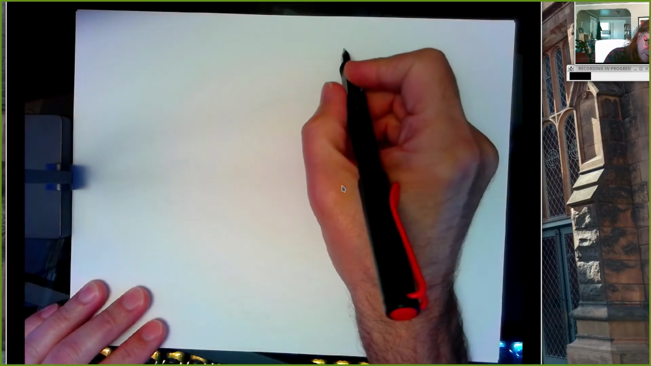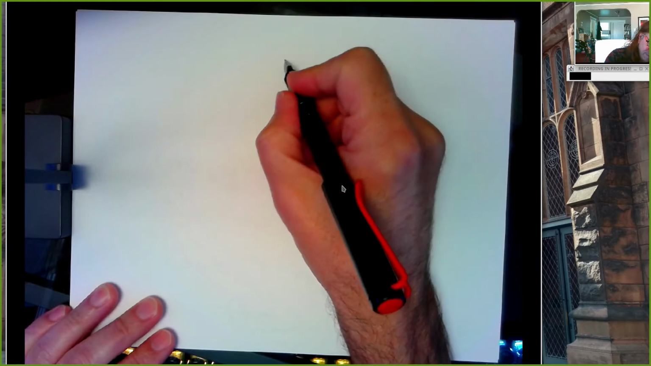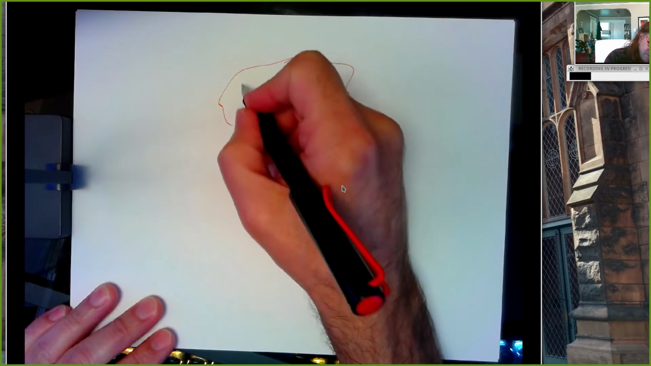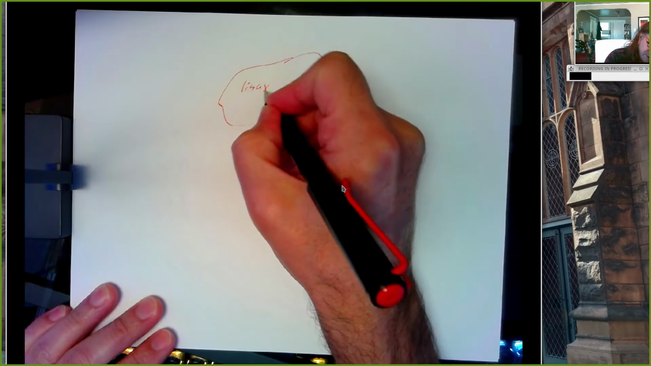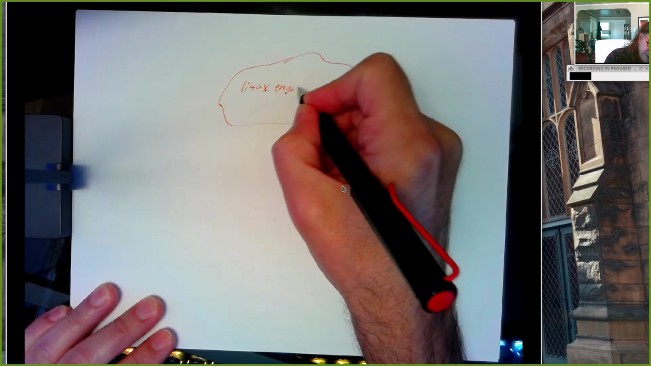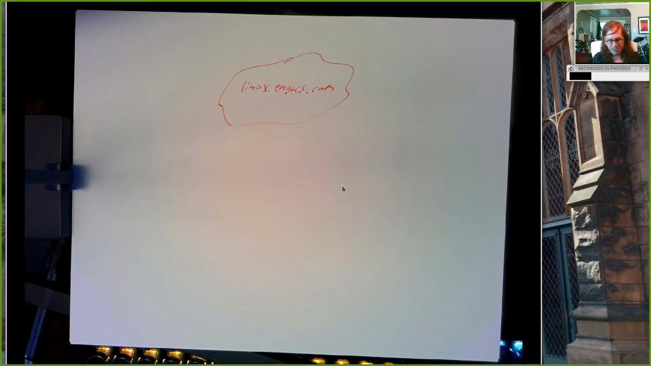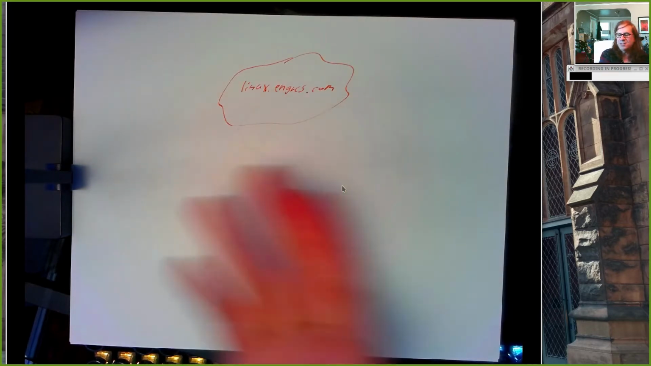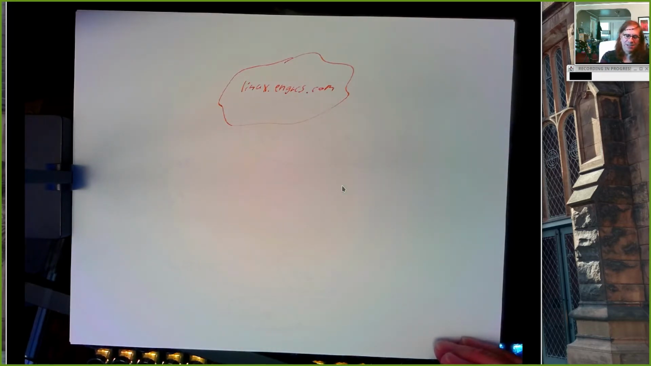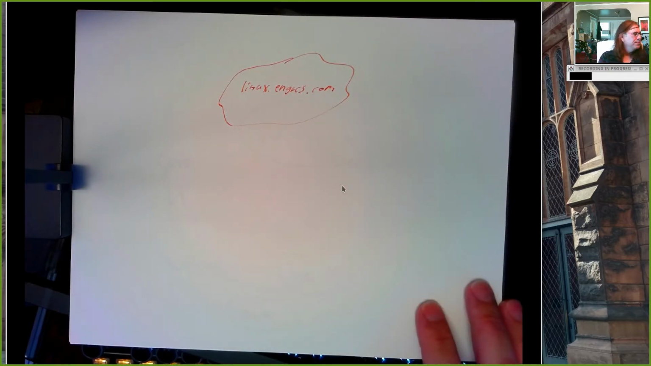Somewhere there's a machine called linux.engrcs.com. We can pretend that this is a PC sitting somewhere. I think it's in Pennsylvania, I'm not sure. But this is a PC sitting somewhere that is dedicated to this class.